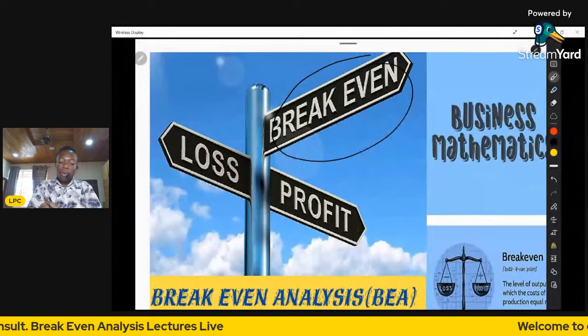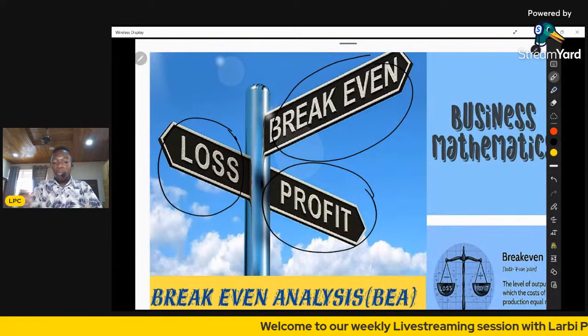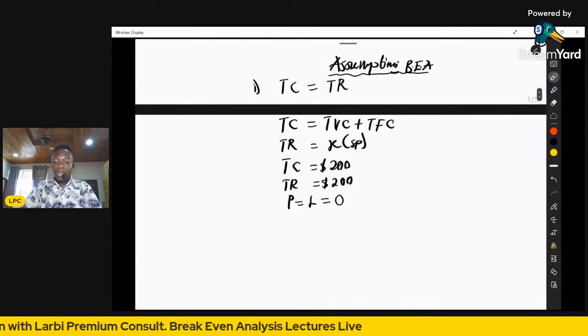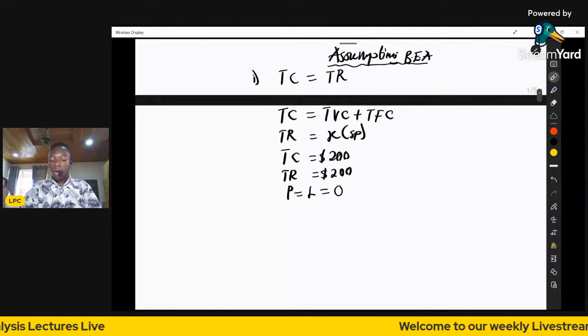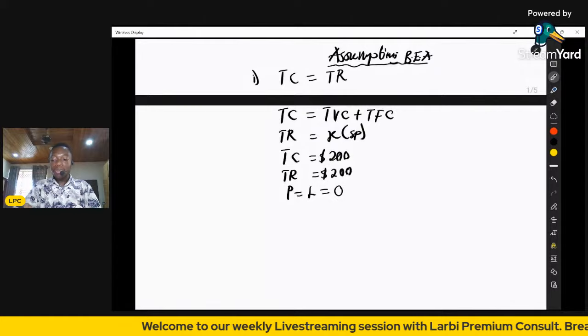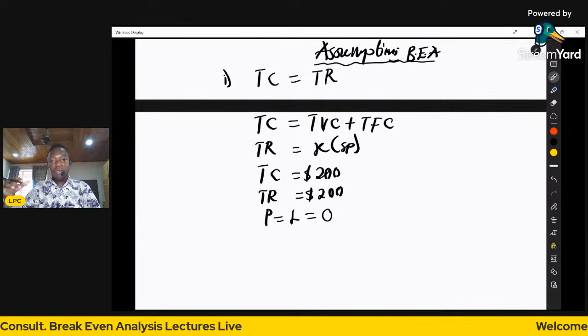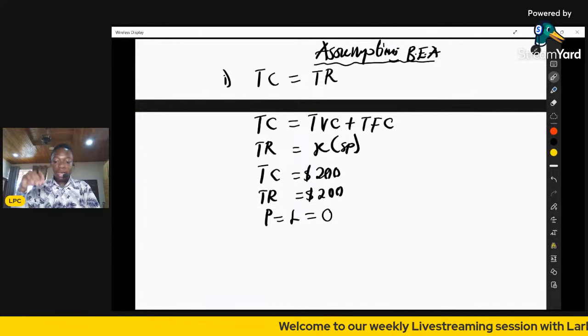It tells you that we have a loss area and we have a profit area. And at this point, loss and profit have the same weight. So that is the nature of break-even analysis. We are saying our total cost is equal to our total revenue, and therefore profit is equal to loss, and therefore everything amounts to zero. So let's put at the back of our mind that in break-even analysis, profit or loss is equal to zero, because at the point of break-even, we neither make a profit nor a loss. So that is the first assumption that we need to understand going forward.